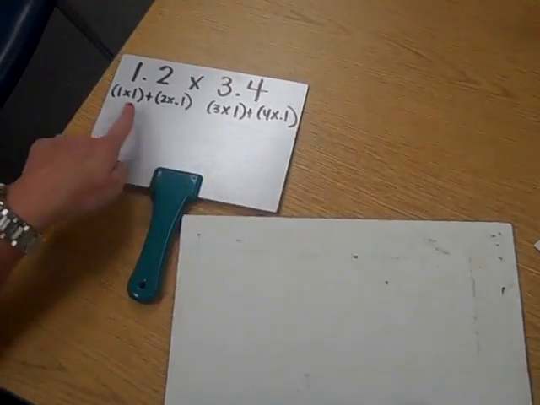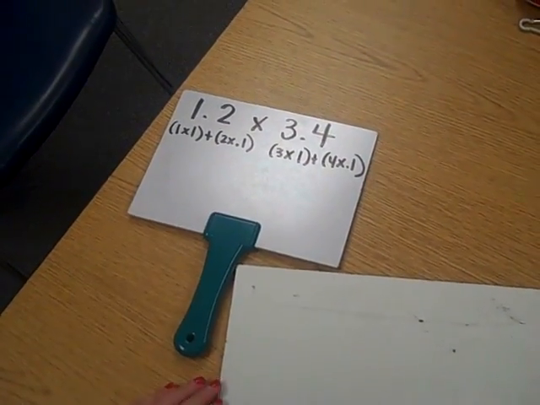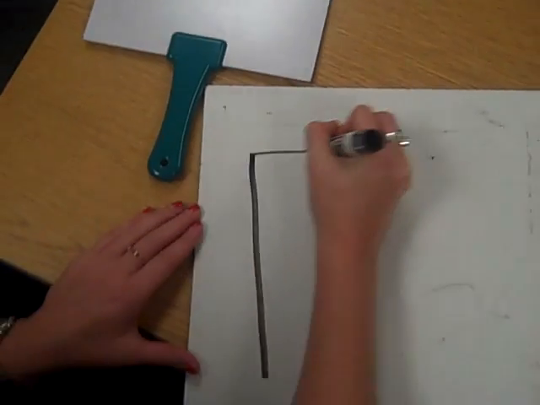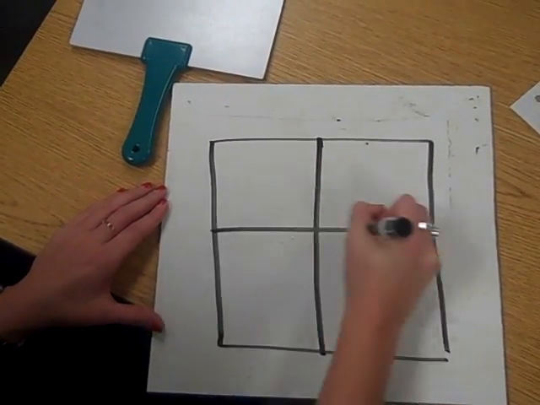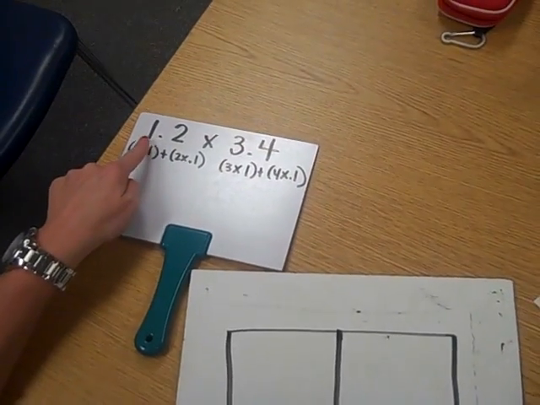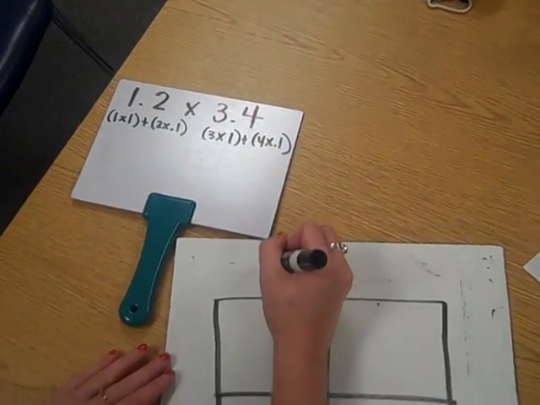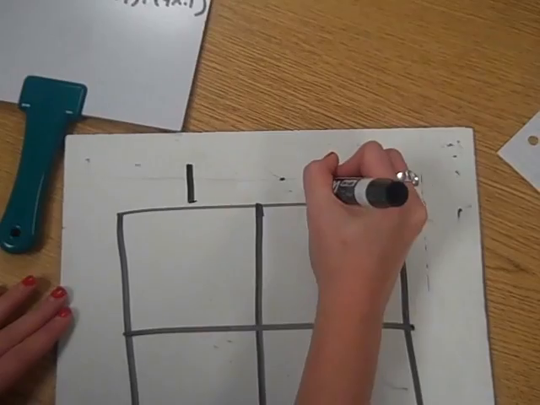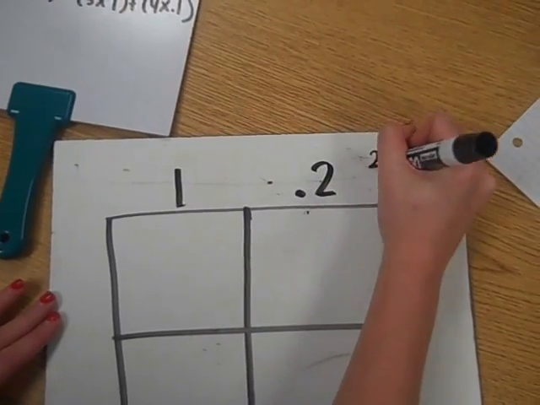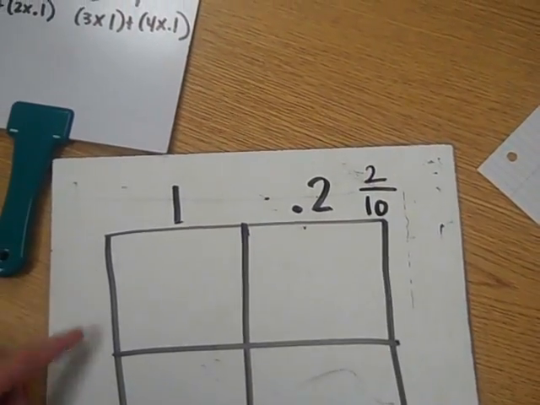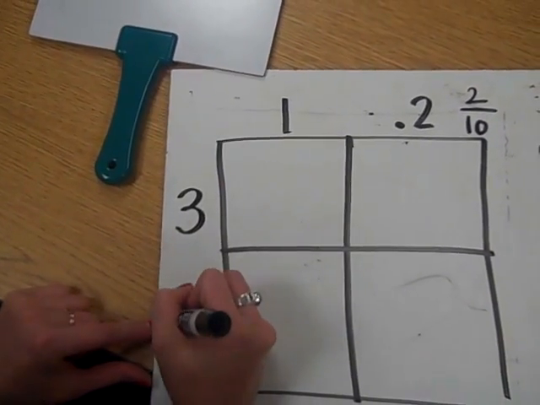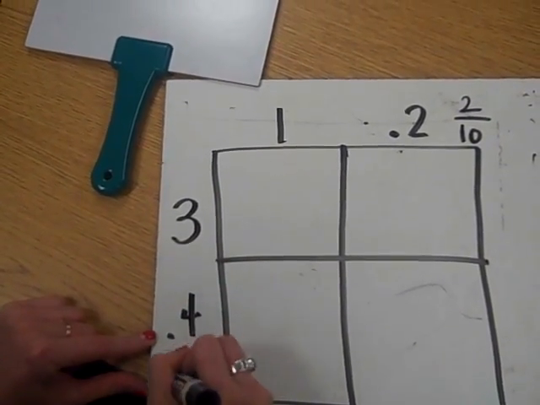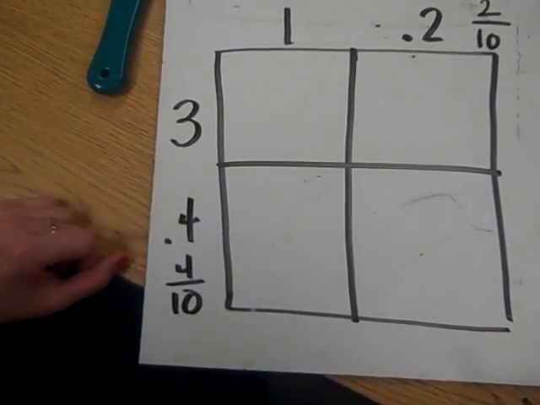Here I have my expanded form that we just did, and I'm going to draw a box for how many digits I have in each factor. In my first factor, I have 1 and 2/10. I'm going to label the top 1 and 2/10. If it helps you, you can write it as a fraction. On the left side, I'm going to label my box as 3 and 4/10, or 4/10, if it helps you.